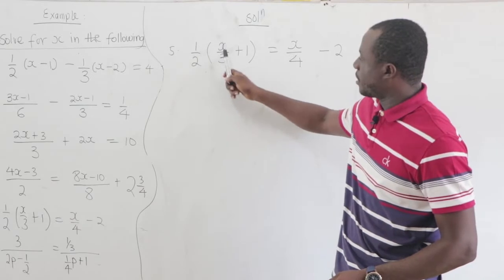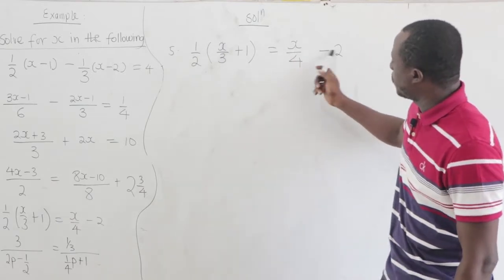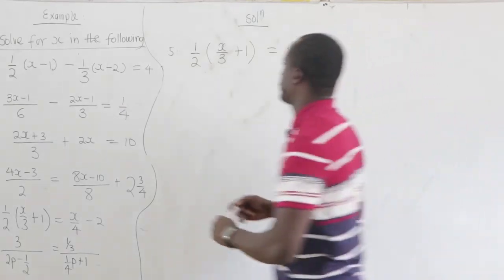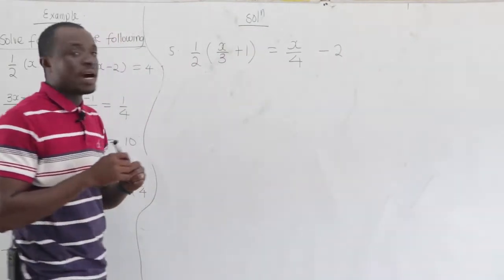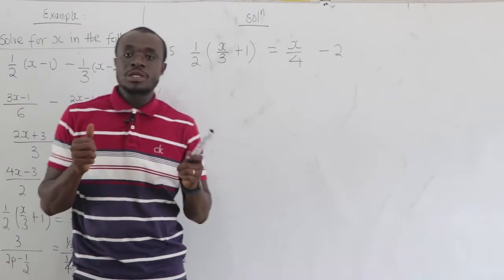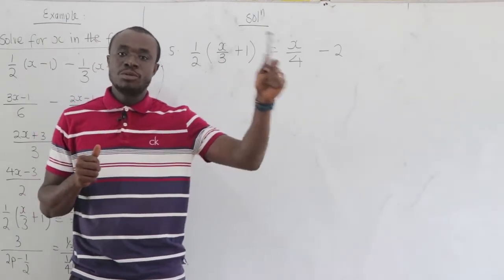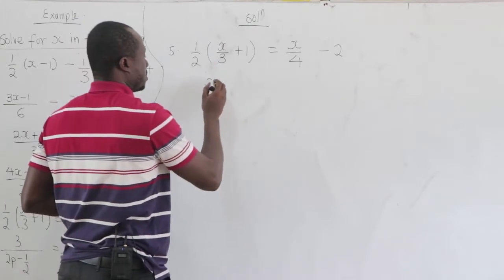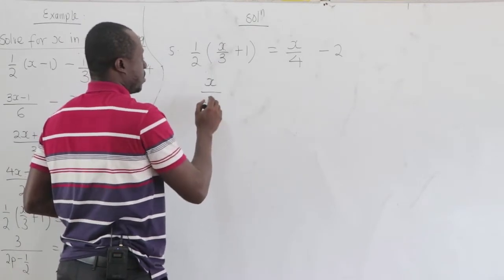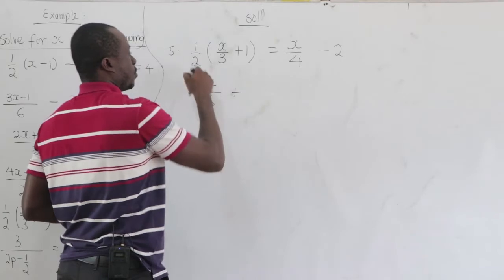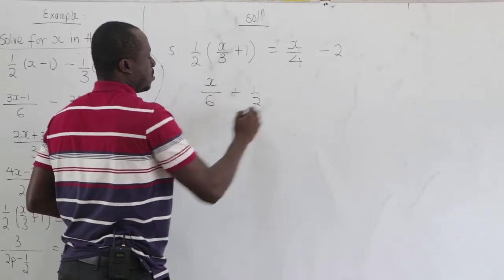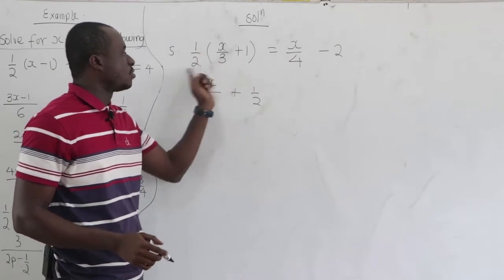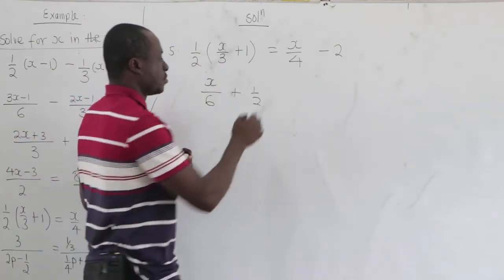Now let's see the fifth question. 1 over 2 bracket x over 3 plus 1 equals x over 4 minus 2. First, let's use the distributive property to expand this. Now, we know that if you are multiplying two rational numbers, numerator times numerator, denominator times denominator. Hence, 1 times x, that is x. 2 times 3, that is 6. Plus 1 over 2 times 1, this is just 1 over 2. Or we know every whole number is over 1, so 1 over 1. 1 times 1, 2 times 1, that is 2.